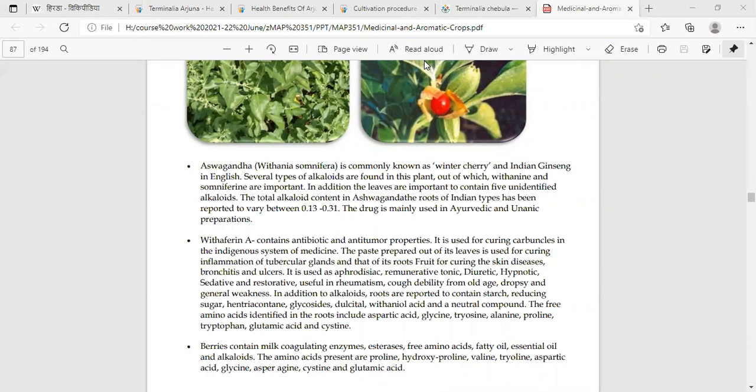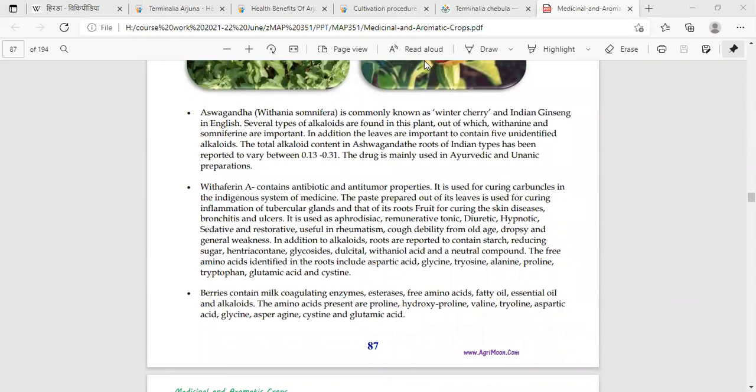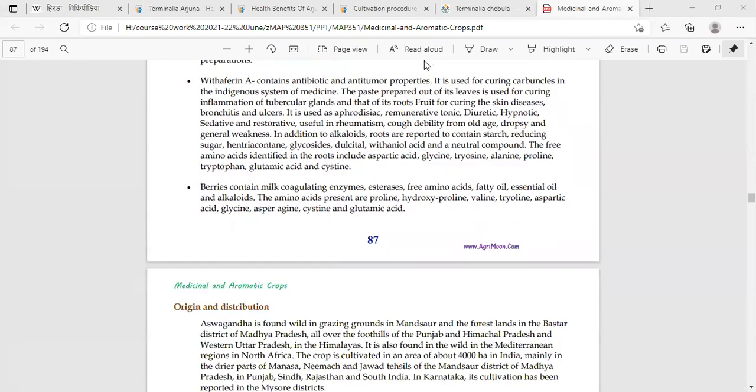In addition to alkaloids, roots are reported to contain starch, then reducing sugar, then hydrocarbons, then glycosides, and sterols, which can be present as neutral compounds. Then free amino acids are identified in the roots, including aspartic acid, glycine, tyrosine, alanine, proline, tryptophan, glutamic acid, then cysteine. These are the amino acids present in this plant. Then berries contain milk coagulating enzymes, esterase, free amino acids, fatty oil, essential oils, and alkaloids. The amino acids present are proline, hydroxyproline, valine, tyrosine, aspartic acid, glycine, asparagine, then cysteine, and glutamic acid are also present in these chemical constituents.